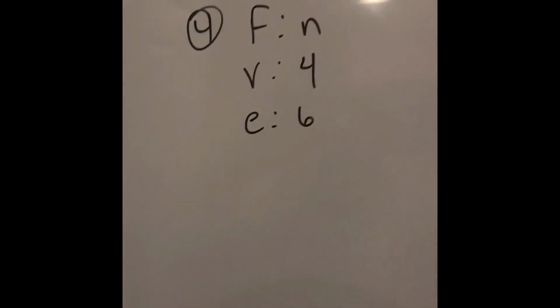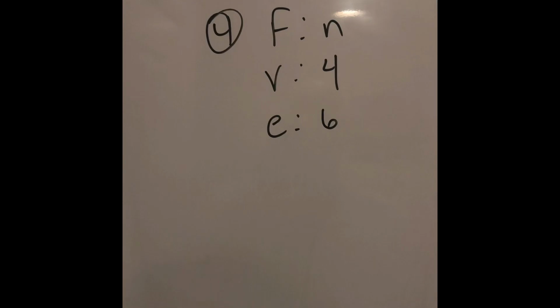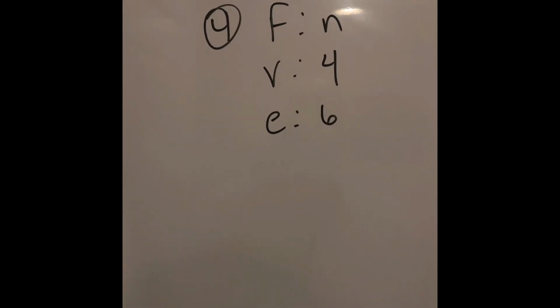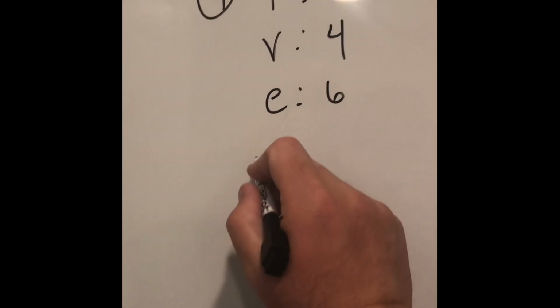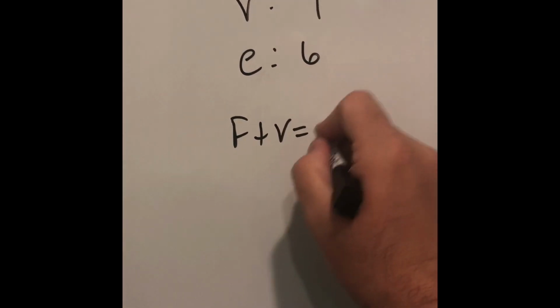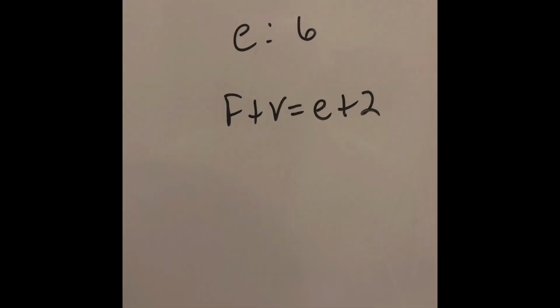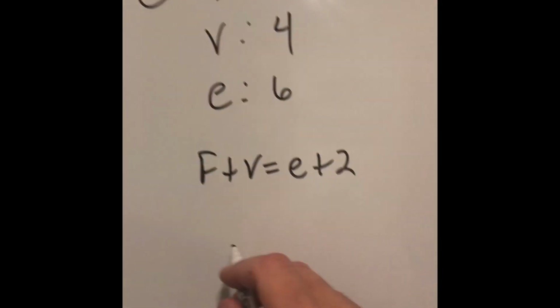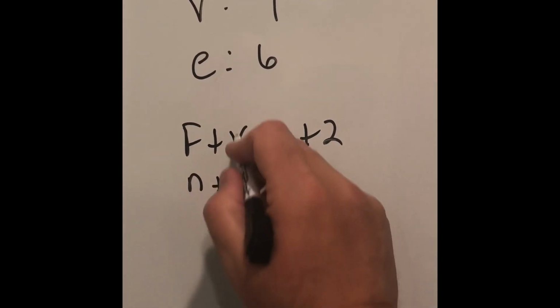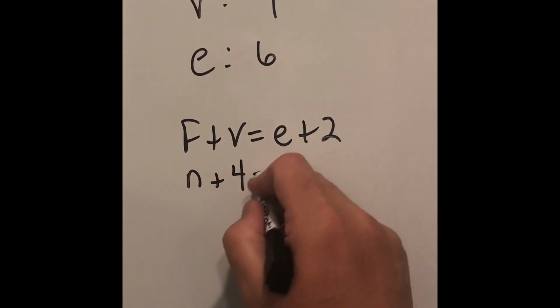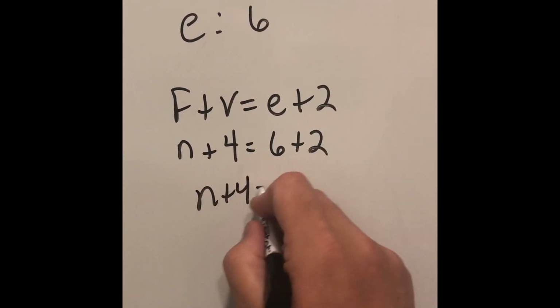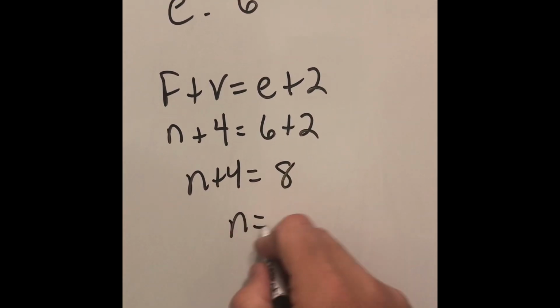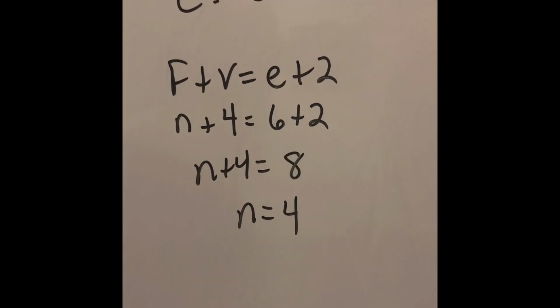All right, so let's use Euler's theorem here for number 4 to figure out what n is. Okay, so I know my formula is F plus V equals E plus 2. So now we're just putting them in. Number of faces is n. Number of vertices is 4. Edges is 6 plus 2. So n plus 4 should equal 8. That means there's going to be 4 faces.